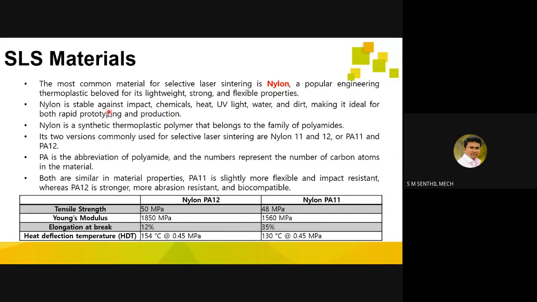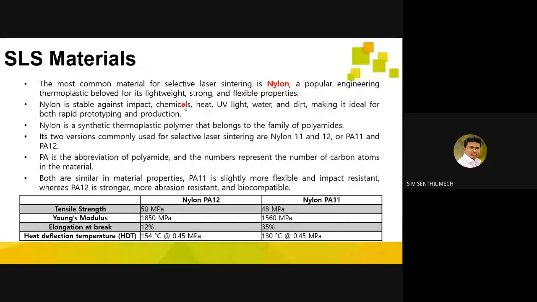Nylon is stable against impact. It has high impact resistance, chemical resistance, heat resistance, and resistance to UV light, water, and dirt. So all these resistances nylon is having. That is why it is very much suitable for rapid prototyping. This nylon is also used in the FDM process as well. I hope you remember that well.